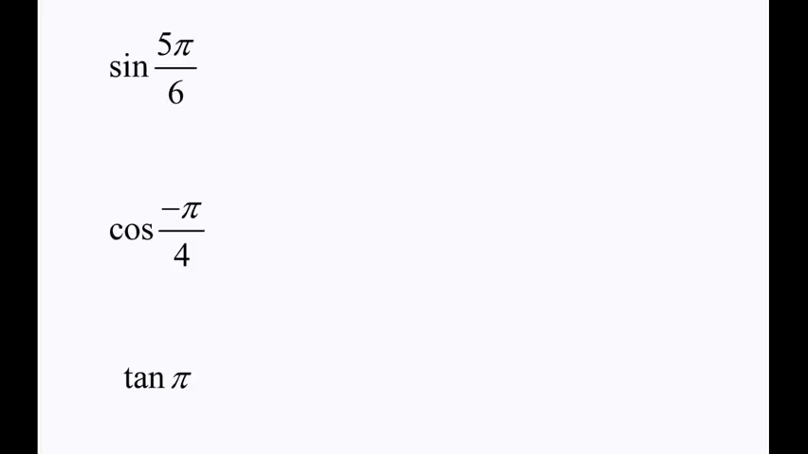All right, let's try another 3. If you think you know how to do them, please pause and try them first. All right, here we go. Sine of 5 pi over 6. So I'm saying to myself, 5/6 of the way to pi. Here's pi. I go 5/6 of the way. I end up right here.